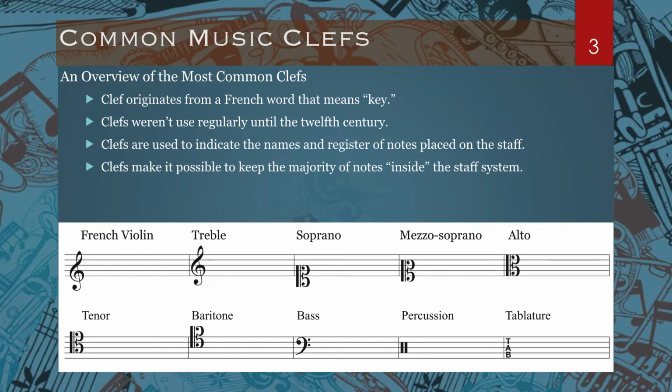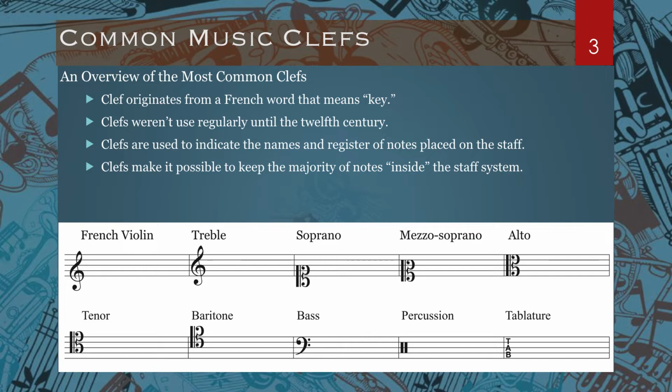In general, only the treble, the bass, and the percussion staves and tablature are used very commonly. However, you may still come across some of these movable clefs, like the soprano, mezzo-soprano, alto, tenor, baritone, and the French violin. Now, they're movable because they move from their default standard position.